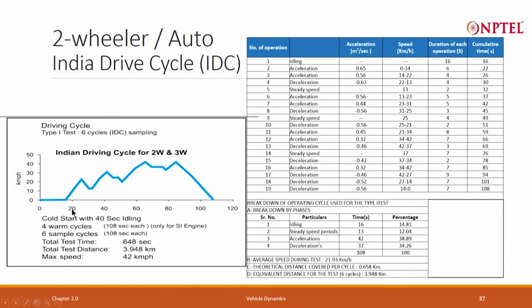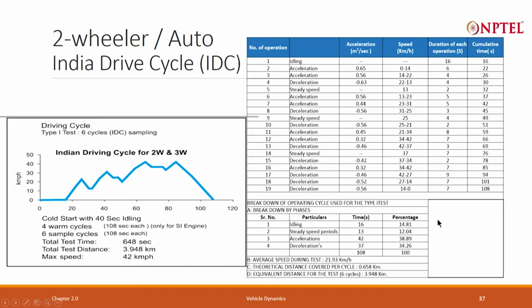Then there is a steady speed for a short period of time, constant speed, zero acceleration, for almost 2 seconds. Then you are again accelerating, but you are accelerating slower, from 0.56 you go to 0.44. Then you are again decelerating for 3 seconds, then you are running at constant speed for 4 seconds, then you are decelerating for 2 seconds, then you are again running at constant speed, then you are again decelerating.